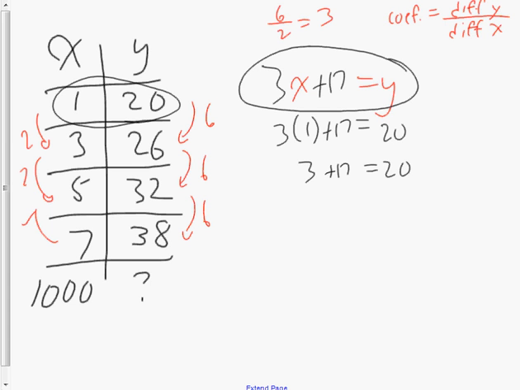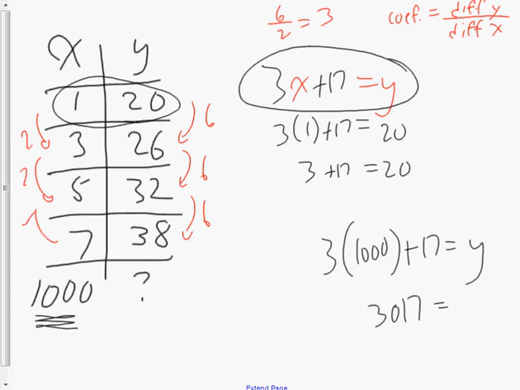Now I've determined the equation that matches the table of values. And once I have that, take the value you know to find the value you don't know by substituting and simplifying. So x is 1,000. What's y? Y would be 3,017.